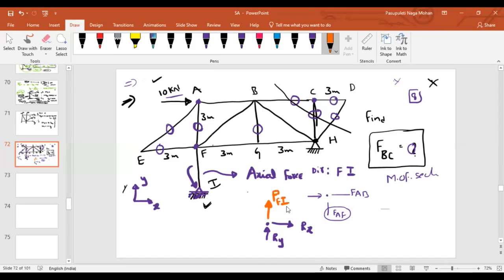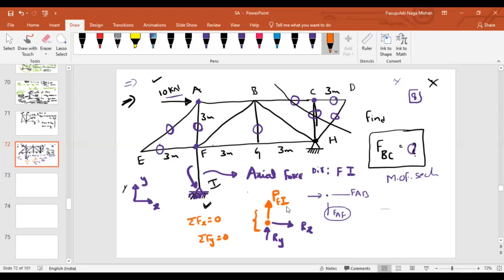Now, as this entire truss is in equilibrium, can I say this joint will also be in equilibrium? Yes, sir. Then if it is in equilibrium, how many equilibrium equations should it satisfy? 3. All these forces are connected through a point. If all the forces are concurrent, then what can I say? 2, sir. Summation Fx is equal to 0, summation Fy equal to 0.